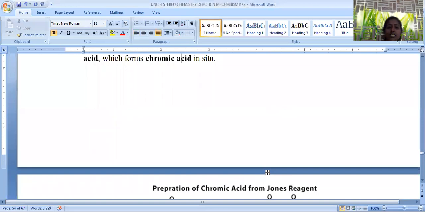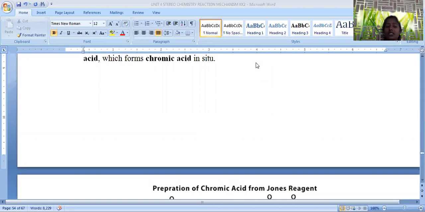So both the reactions are very important to convert hydroxy compounds. Primary hydroxy compounds get converted into carboxylic acids. Secondary hydroxy compounds get converted into ketonic functional groups.